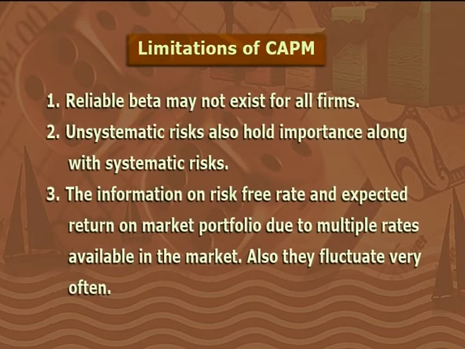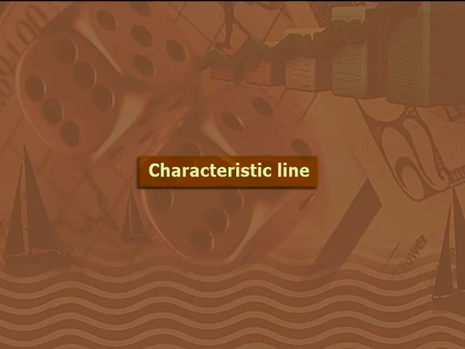Number 1. Reliable beta may not exist for all firms. Number 2. Unsystematic risks also hold importance along with systematic risks. Number 3. There is fluctuation in information on the risk-free rate and expected return on the market portfolio due to multiple rates available in the market. Friends, let's understand the characteristic line now.